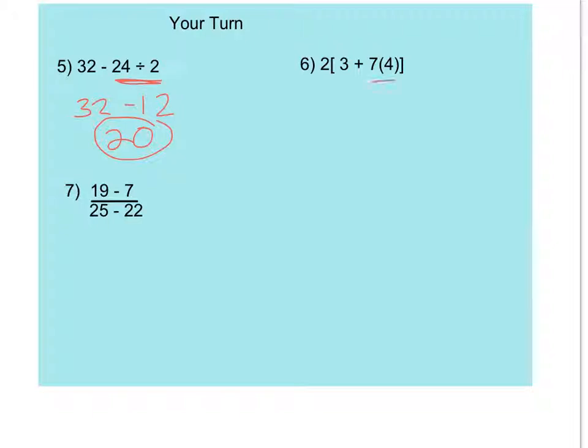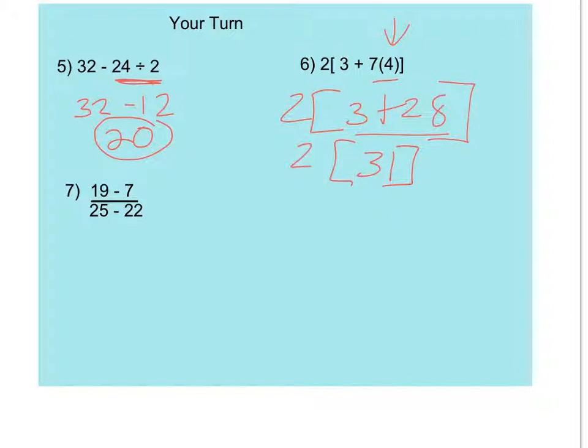Moving on to number 6. I have some multiplication. So we can go 2 times (3 plus 28). I need to do everything in the brackets now. There was multiplication inside the brackets. I need to do that before I can add the product of 7 times 4. So we get 3 plus 28, that's 31. Keep my brackets, that's a fancy multiplication symbol. And we have 2 times 31 is 62.